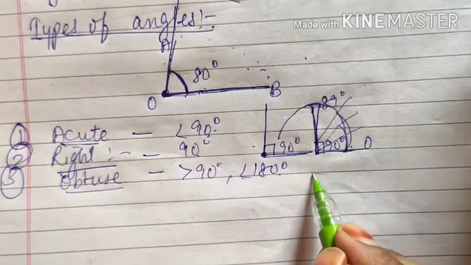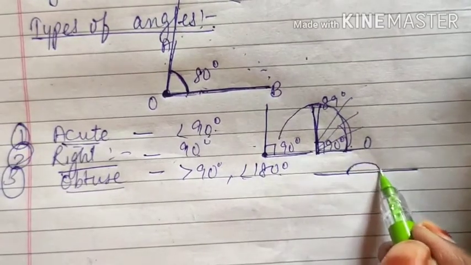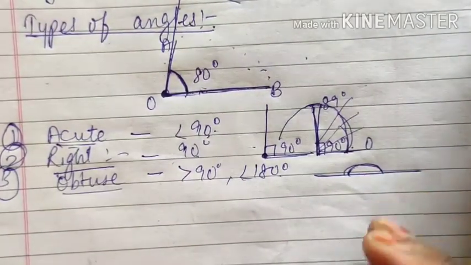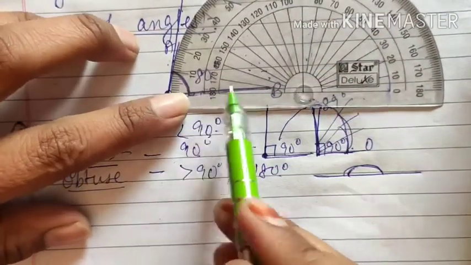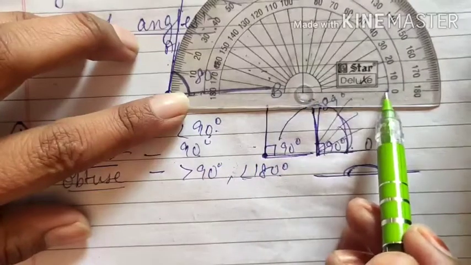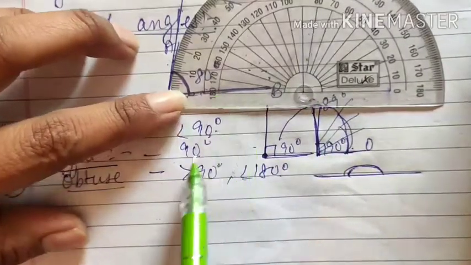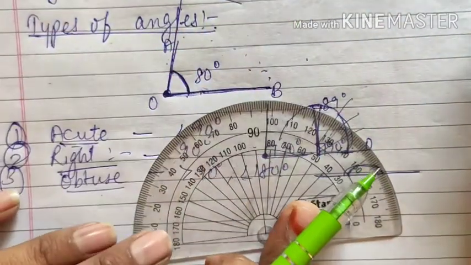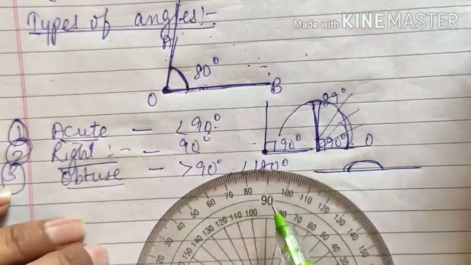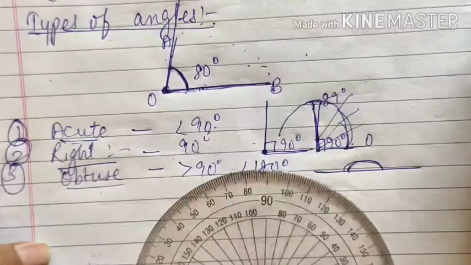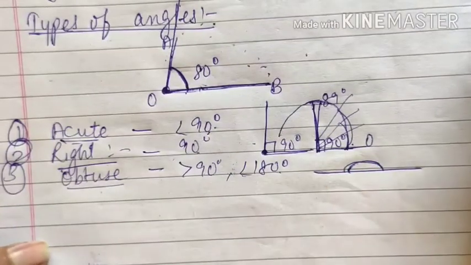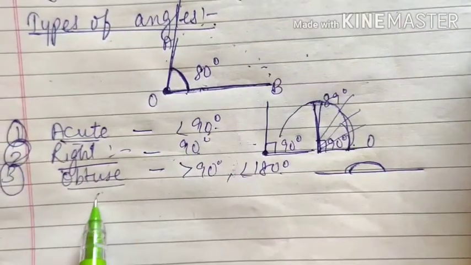The angle on a straight line is always 180 degree. If you want to see, you can see in your protractor. You see here 180 degree. That means this straight line angle is 180 degree. For obtuse angle, you want more than 90 and less than 180, that means from here to here, up to 179. All these angles are obtuse angles.